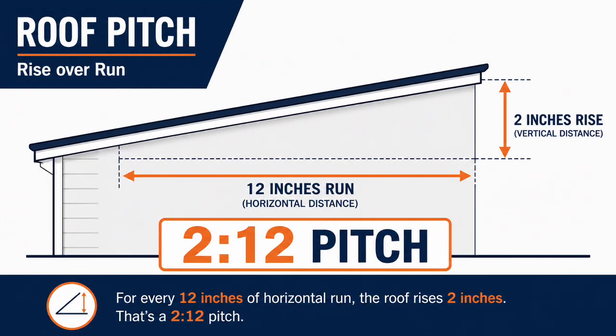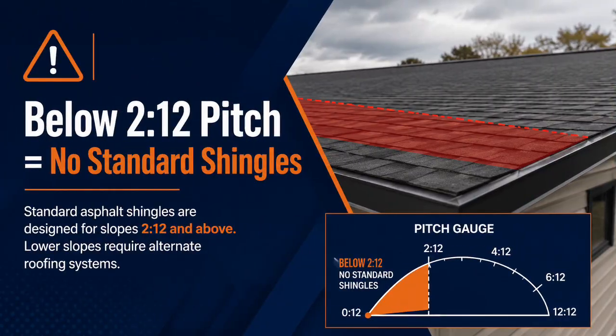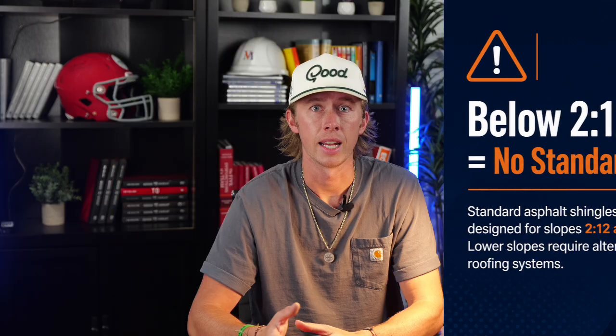And that 2 to 12 number is extremely important, because standard asphalt shingles are generally not supposed to be installed on roofs below a 2 to 12 pitch. That is the danger zone. If the roof is lower than 2 to 12, it is not steep enough for standard shingles to shed water the way that they're designed to. And even between 2 to 12 and 4 to 12, you usually need special installation details and underlayment requirements because the roof is still considered a very low slope.